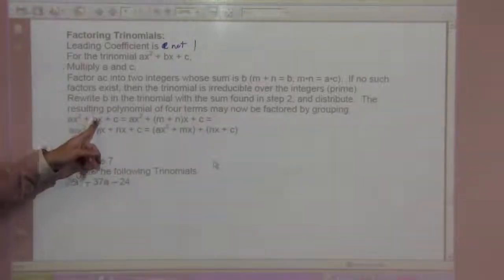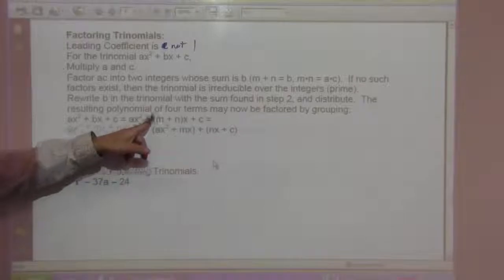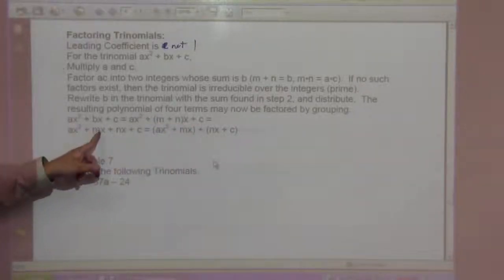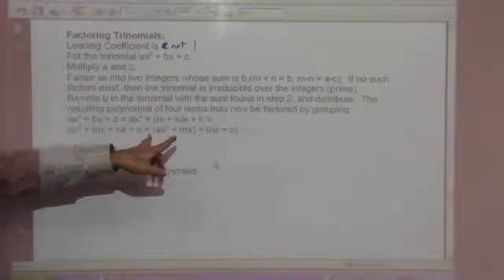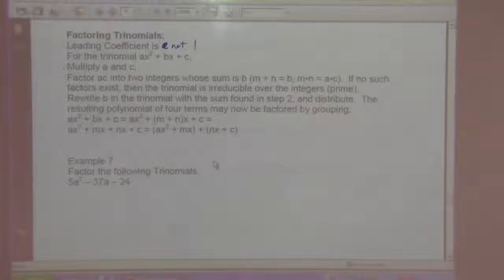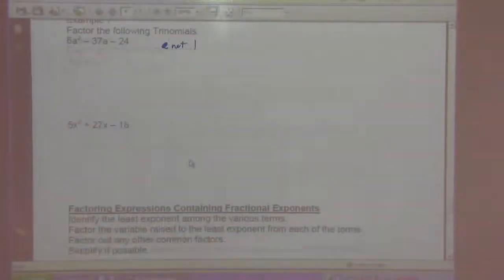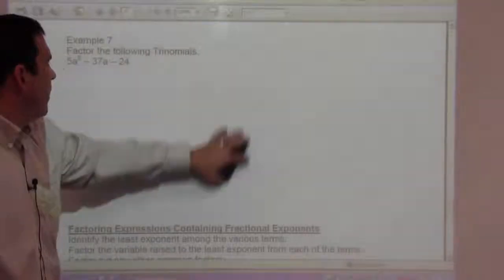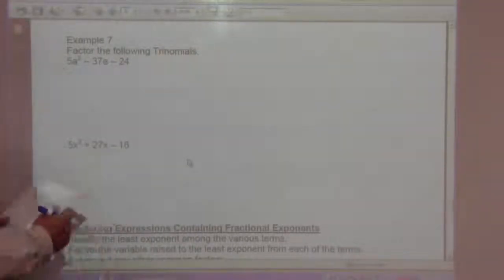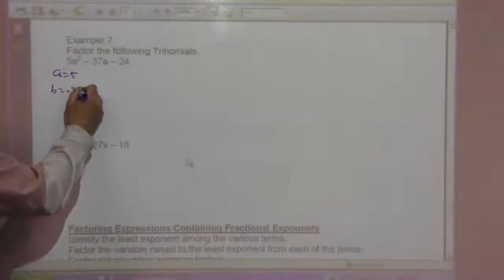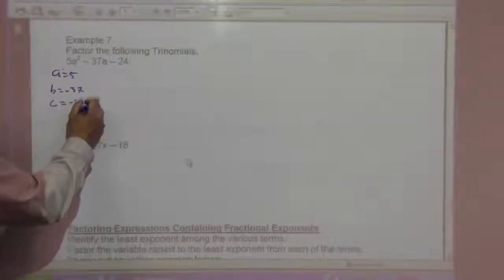So we have ax squared plus bx plus c becomes ax squared plus (m plus n)x plus c. So it's ax squared plus mx plus nx plus c, and you group that and group that. It'll be clear when we do some problems here. So example 7. Factor the following trinomials. So a is 5, b is negative 37, and c is negative 24.